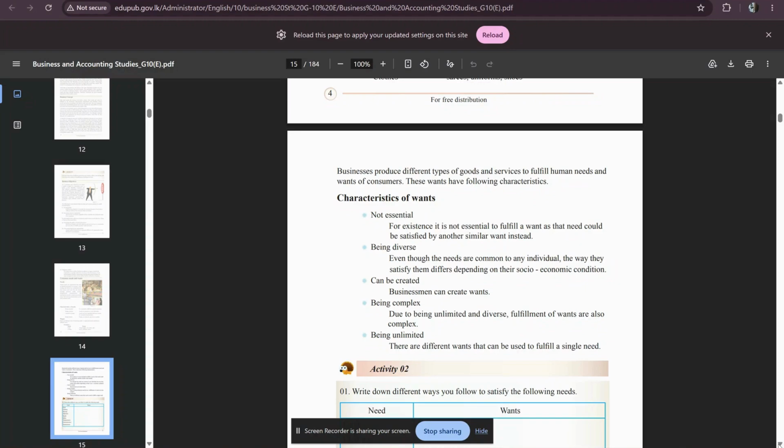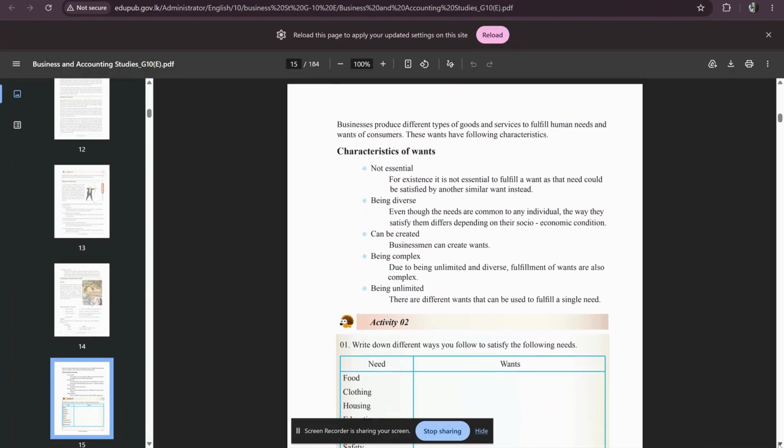Wants can be created by business. Wants are complex due to being unlimited and diverse. Fulfillment of wants are also complex. Being unlimited, there are different wants that can be used to fulfill one single need. So the characteristics of wants are: it's not essential, it's diverse, it can be created, it's complex, and it's unlimited.